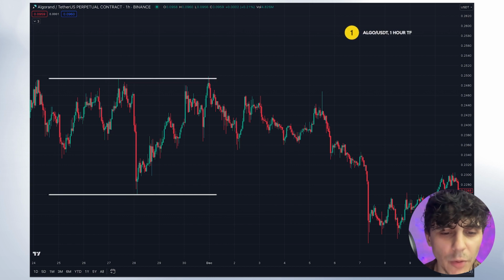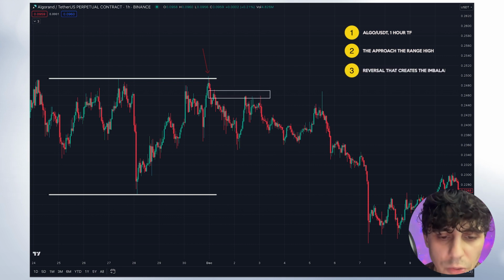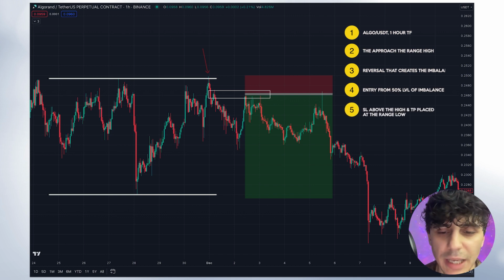The second example will be with the same altcoin. We see the price approaching the range high, then a sharp reversal where imbalance was created. We enter from 50% of imbalance, stop loss set above the high, take profit set to the range low. The risk reward ratio is 1:5.